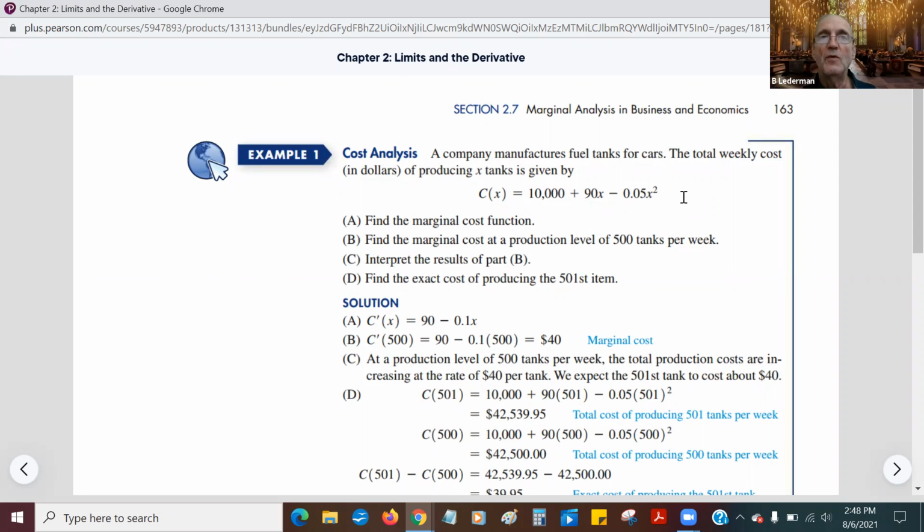Anyway, so A, find the marginal cost function. That's going to be very similar. That's just going to be a straight derivative. So it's going to be 90 minus 0.1x. Where'd the 0.1 come from? Because 2 times 0.05 is 0.1.